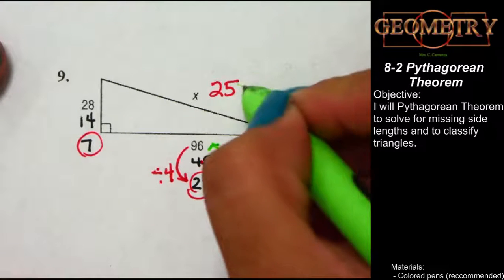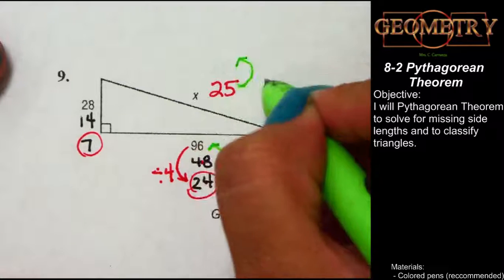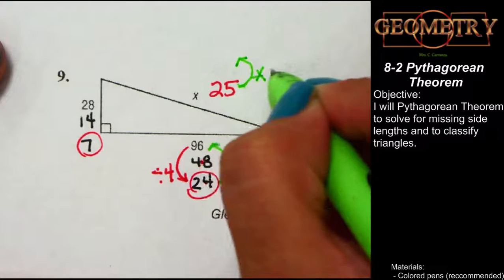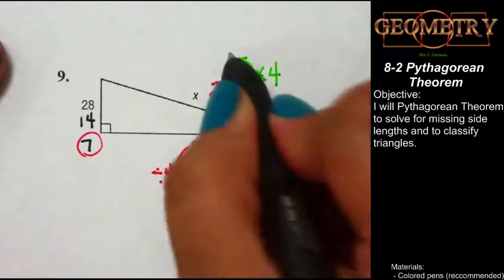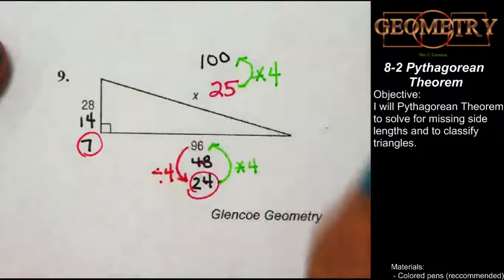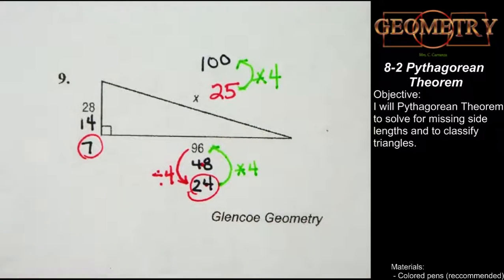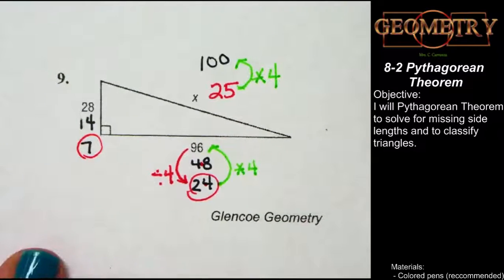To go from 24, I have to multiply by 4. And so to get to the actual side length of this triangle, I need to take this 25, which was my Pythagorean triple number, and multiply it by 4. That's how you work Pythagorean triples.